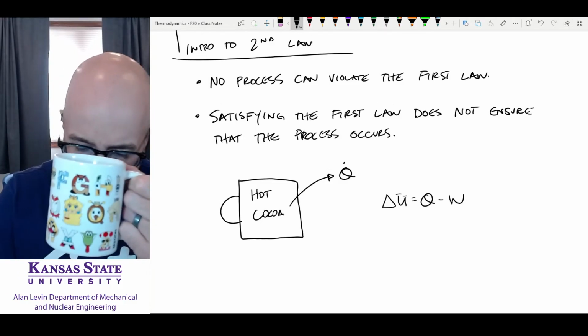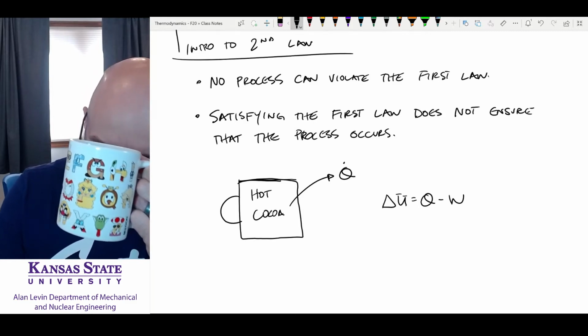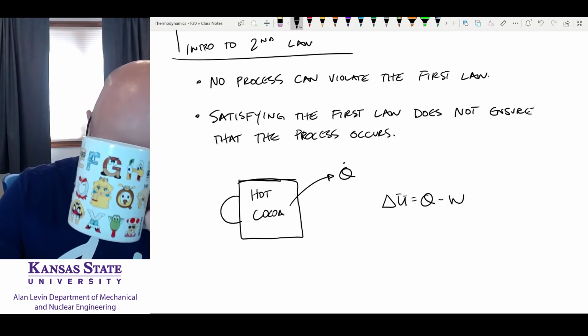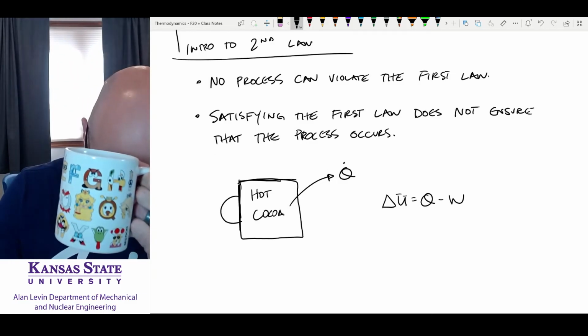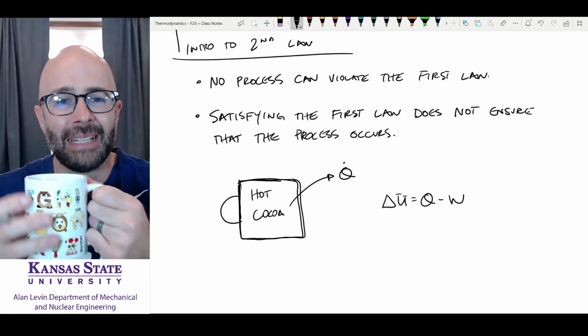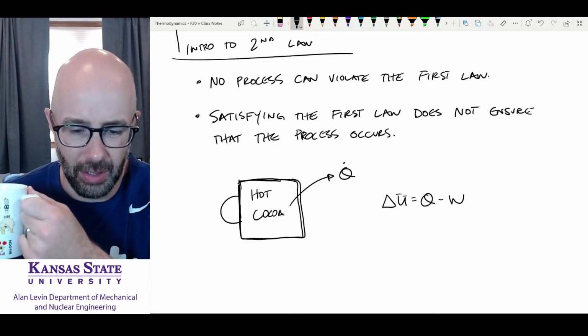We're assuming that this is going to be a closed system. The hot cocoa is a closed system. This mug is a closed system. We're assuming no mass is leaving. I'm not drinking it yet. Closed system. Delta U is equal to Q minus W.